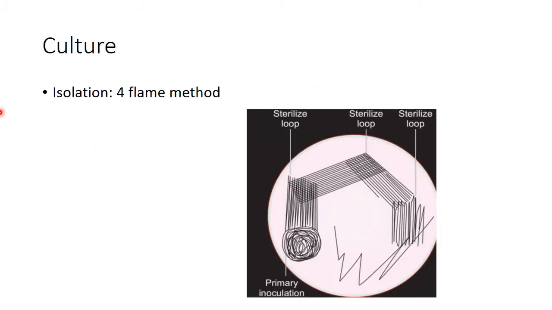After the direct microscopy of the sample has been done, we go for the culture of the sample, and this culture we do for the isolation of the pathogenic organism. And for the isolation purpose, we use the four-flame method as shown here in the figure.